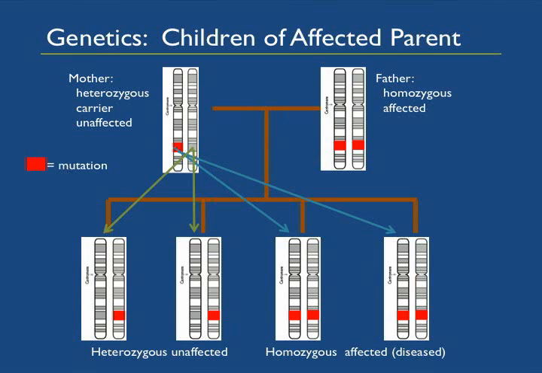In this case, the mother is a heterozygous carrier. She has one mutated copy. She does not have a disease. The father has two mutated copies. He's homozygous and he is affected. In this case, half the children may inherit the disease. The other half will only be heterozygous.